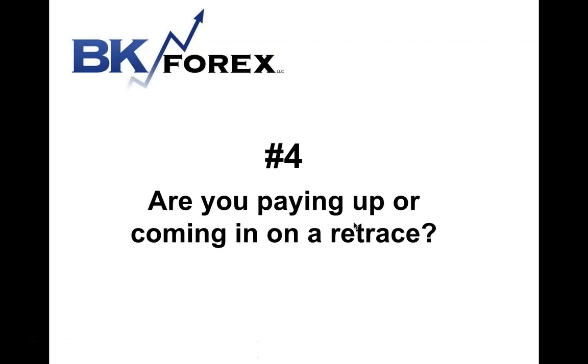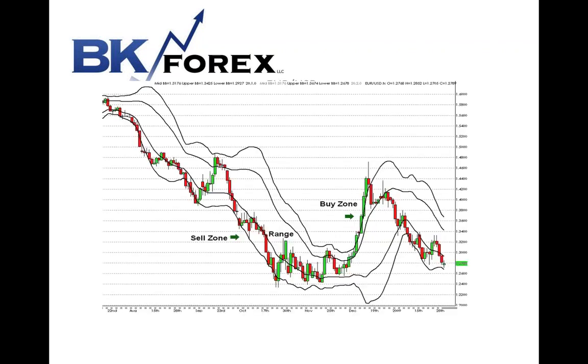Now, lesson number 4, extremely important. Are you paying up, or coming in on a retrace in terms of your trade? This is what made Warren Buffett, in my opinion, Warren Buffett. There's that famous saying: you buy straw hats in the winter, you buy fur coats in the summer. Warren Buffett loves to buy at a discount, because when you buy at a discount, you have a big margin of error.